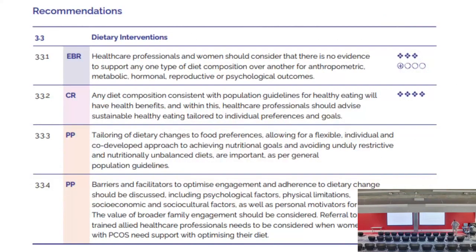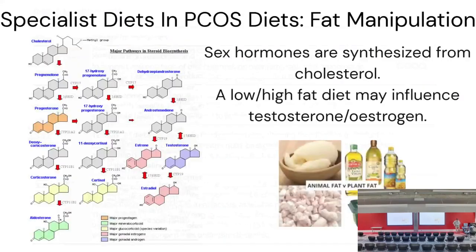Well, around diet, nutrition, the guidelines from this large consensus document more or less say that there's no evidence to support any particular diet for PCOS, for managing hormones, for managing weight loss, for managing psychological or reproductive options, beyond general healthy eating advice. So there's not really an evidence base for this. But what's the rationale? Why would I follow a specialist diet? So here's some examples.